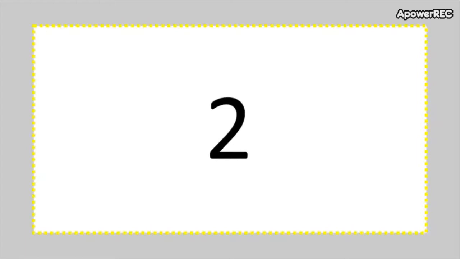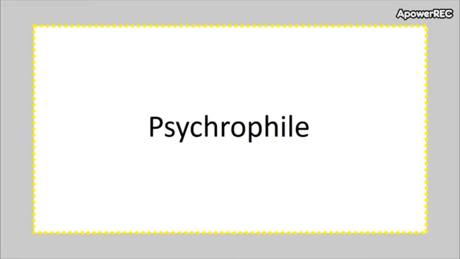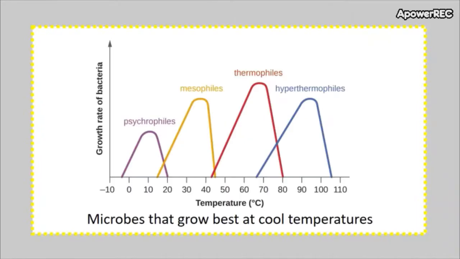All right, number two, psychrophile. Okay, so psychrophile is a way to define microbes depending on what temperature they grow at. In particular, psychrophiles have an optimum growth temperature of around 10 degrees Celsius, and they can grow below freezing and roughly up to about 20 degrees Celsius.